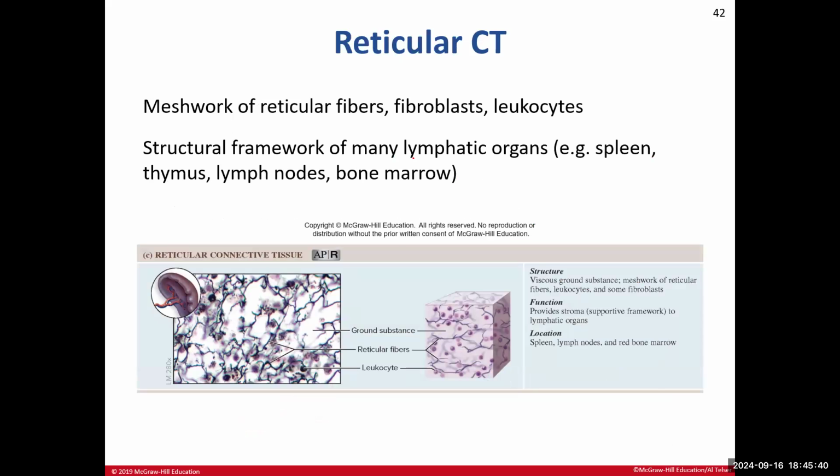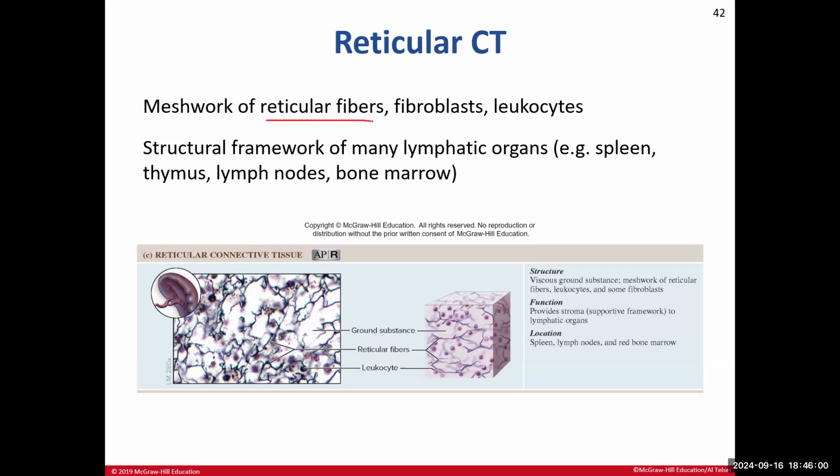All right, and then finally we have our reticular connective tissue. This is the third type of the loose connective tissue. This type of connective tissue you're going to see in a lot of the lymphatic or immune systems. So you're going to see lots of reticular fibers.